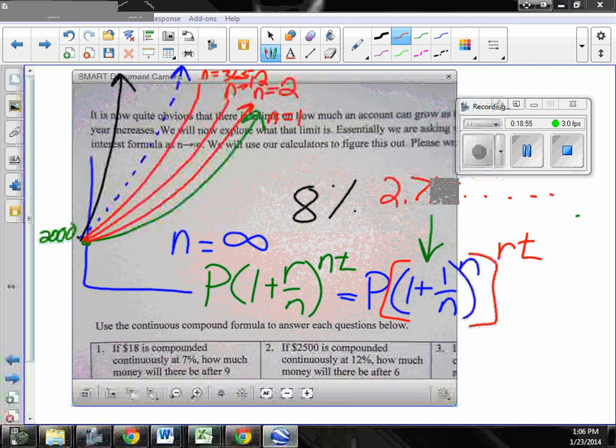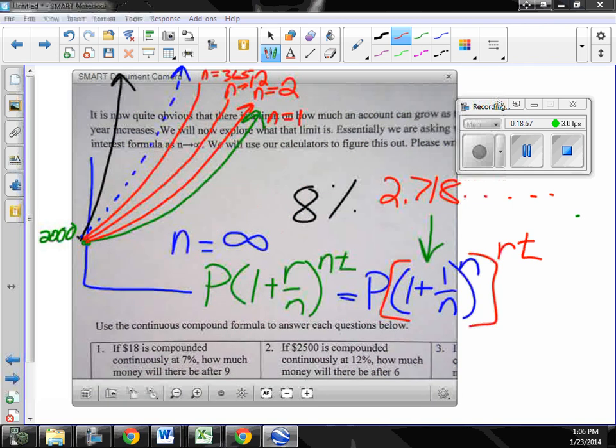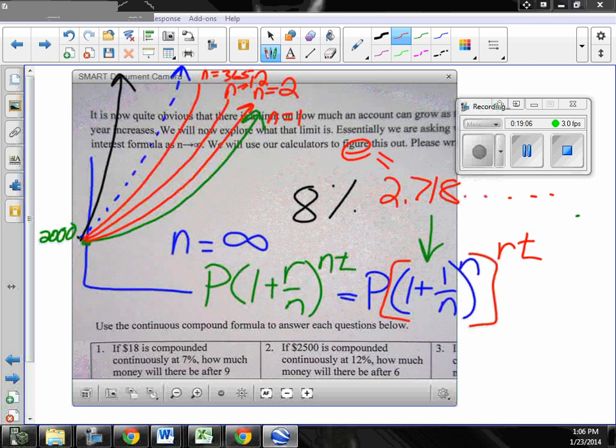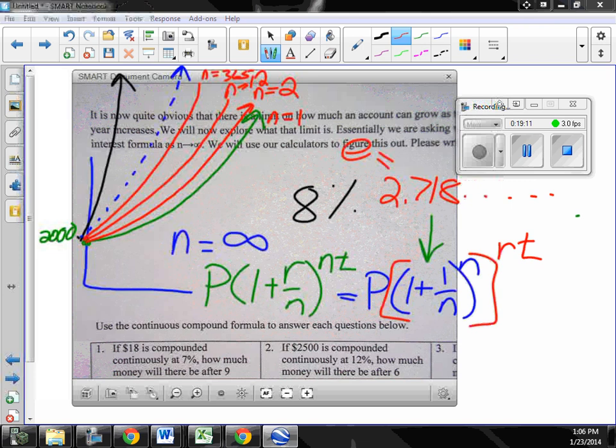Well, that number is really significant, and it has other ramifications in calculus that are hugely important. So we call this number E. So E is the limit of this piece as n approaches infinity. Now, can we ever actually get to infinity? No, but using calculus and limits, we can figure out what it would be if we could get there. Does that make sense?